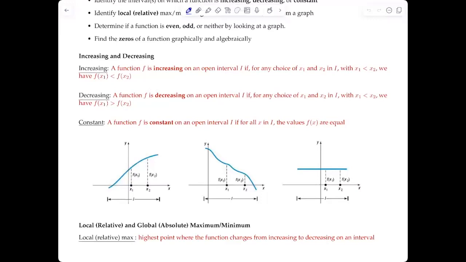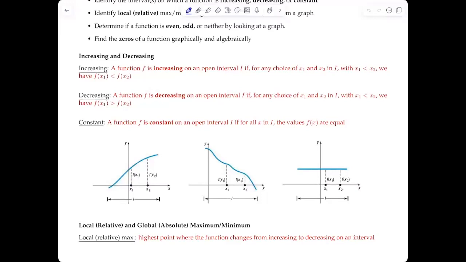What if it goes up and down, and then it ends up at the same point? That's not really constant. So when you identify increasing, decreasing, or constant function, most of the time you will be asked on which interval the function is increasing, on which interval the function is decreasing, and so on and so forth.